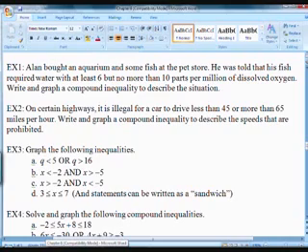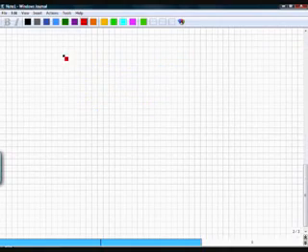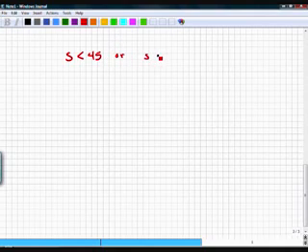Example 2. On a certain highway, it is illegal for a car to drive less than 45 or more than 65 miles per hour. Is that an and or an or statement? It's or. Right there's or. It is illegal to drive less than 45 or greater than 65. It says, write and graph a compound inequality to describe the speeds that are prohibited. The speeds that are prohibited, we'll call it S. S is less than 45 is prohibited, or S is greater than 65. Those are the speeds that are prohibited.